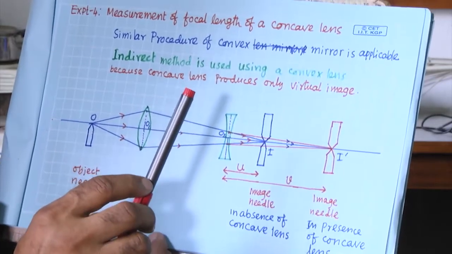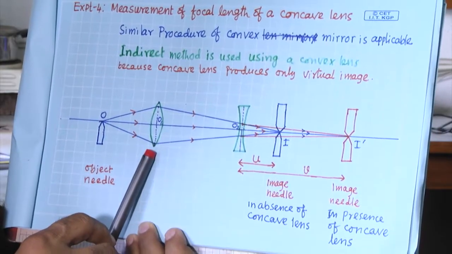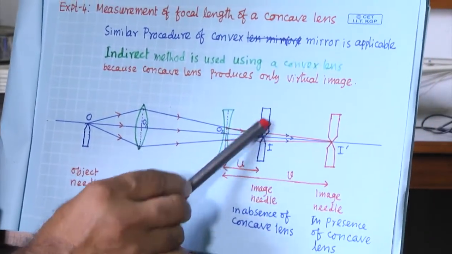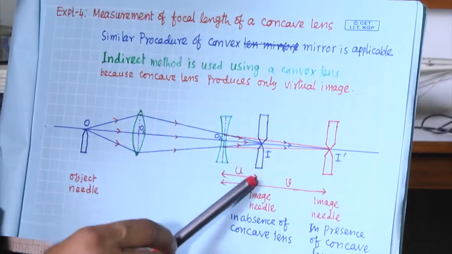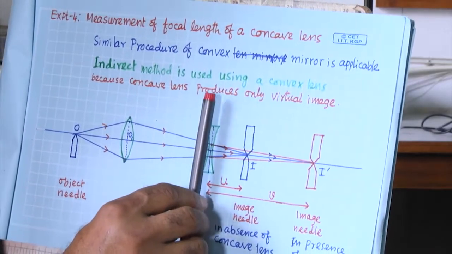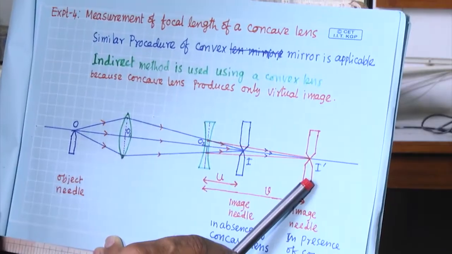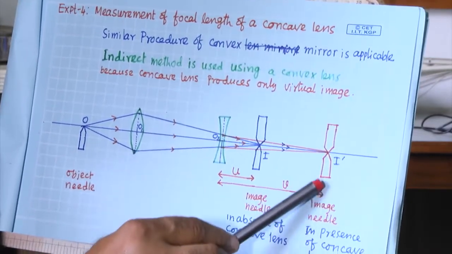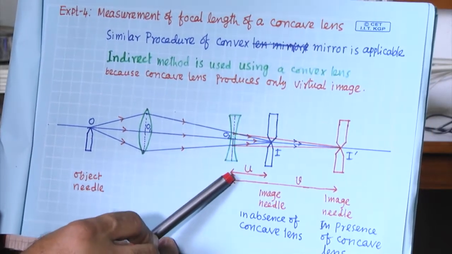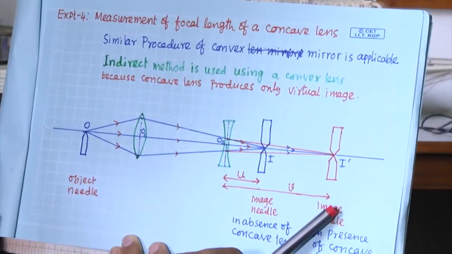So, what do we have to do? We have to fix this object needle, and then fix the convex lens at approximately 1.5 times its focal length, and find the image position. We take the reading of this image position. Now, we will put the diverging lens, and then find the image position, and take the reading of this image position and the reading of the diverging lens, that is the concave lens. So, we need the readings of these three. Then you can find u and v, right.